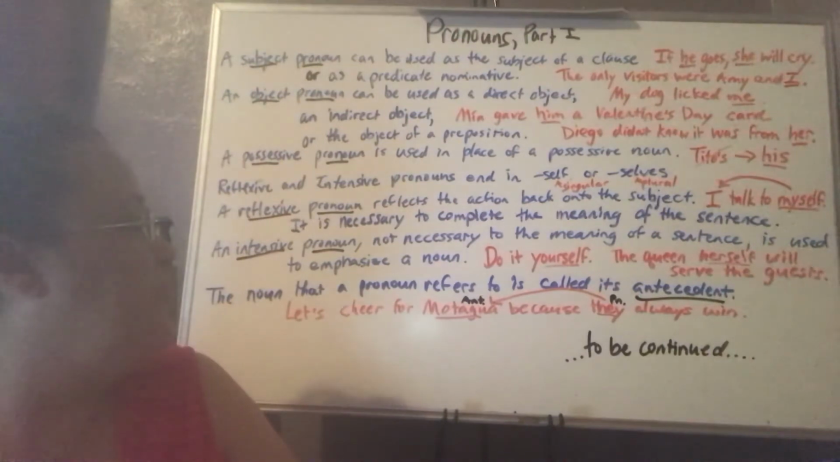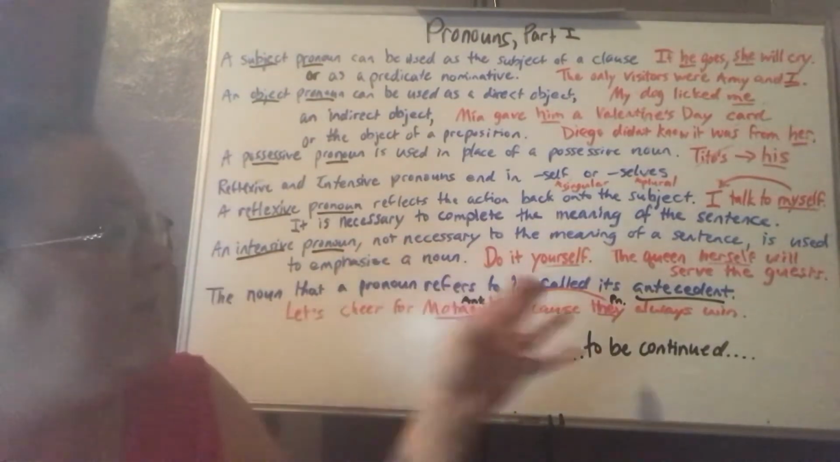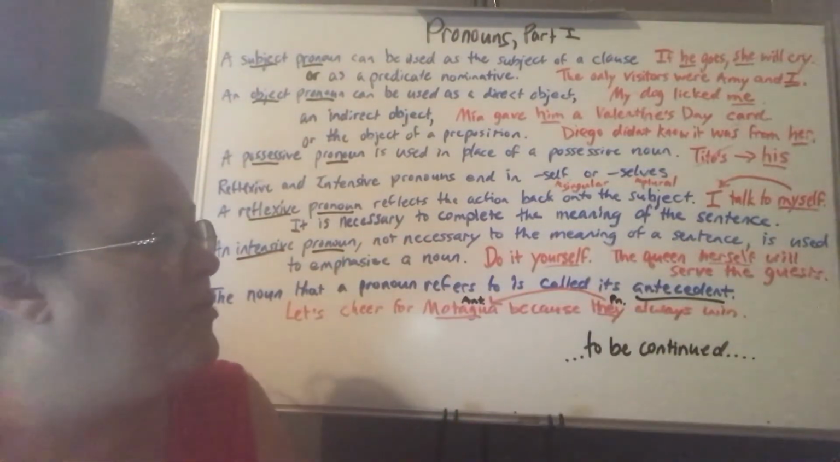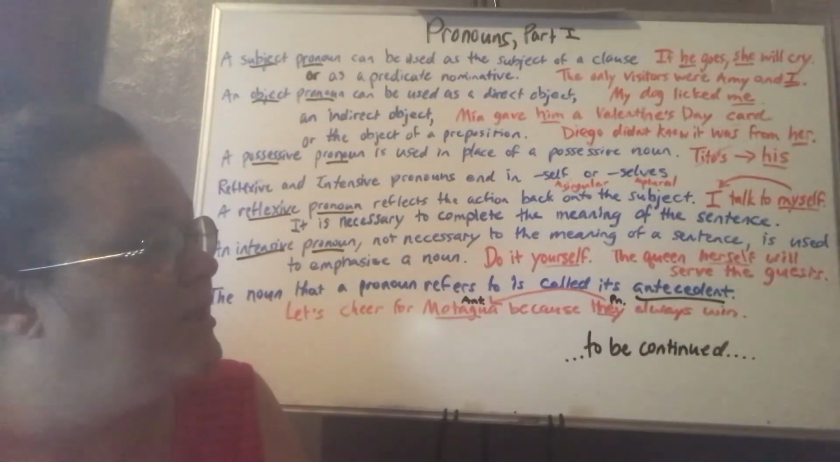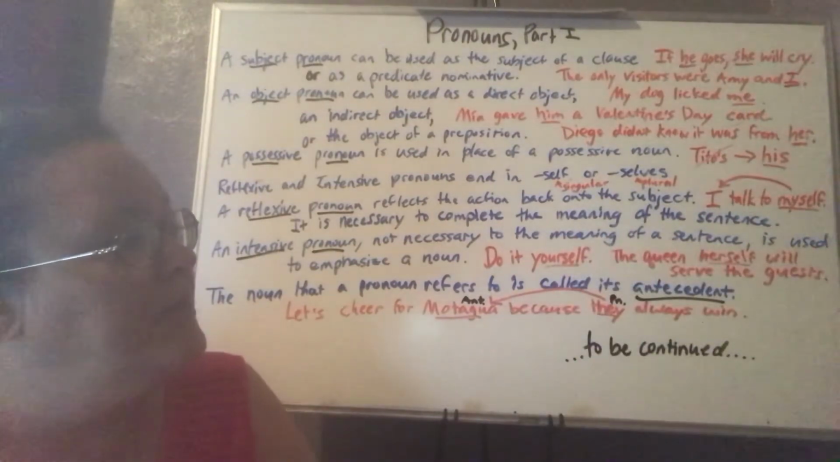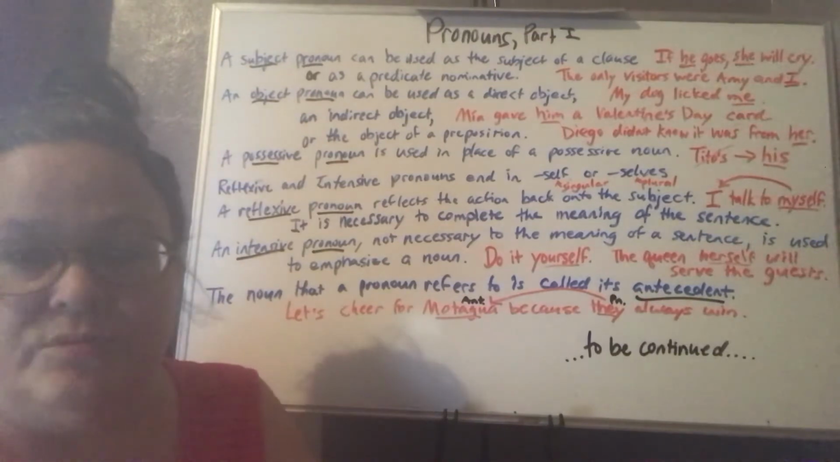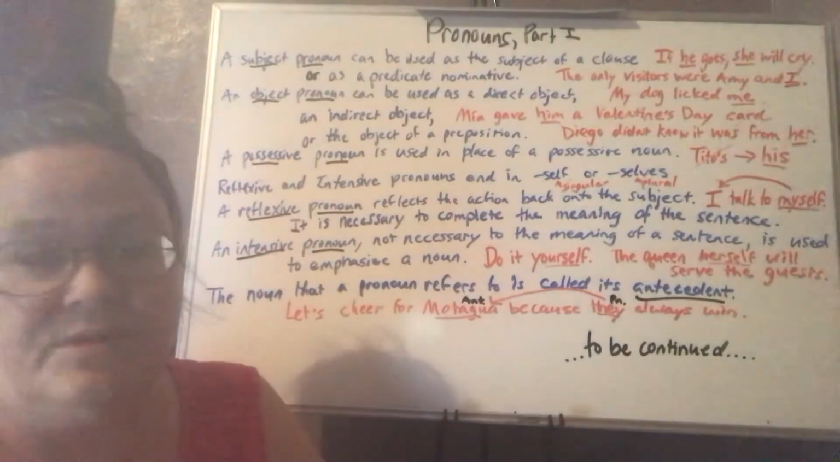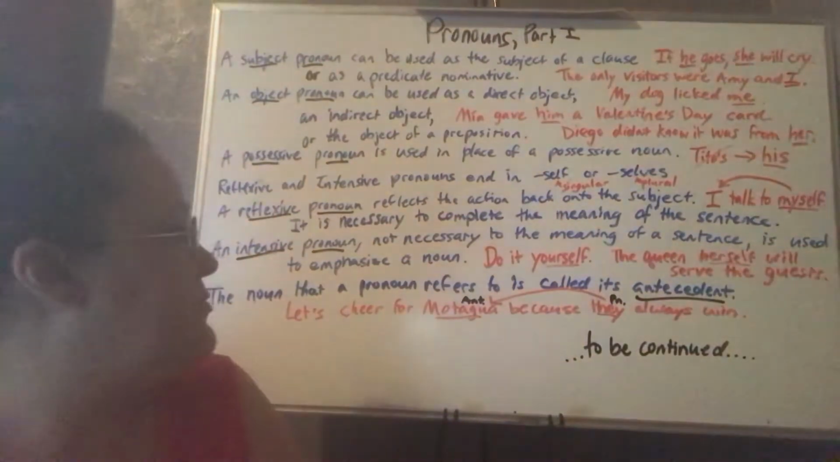A reflexive pronoun reflects the action back onto the subject, and it's necessary to complete the meaning of the sentence. So in this example over here on the right, I talk to myself. So myself reflects back on the subject I, and if I take the word myself out, I talk to, that sentence doesn't work. We need the word myself to complete the meaning of the sentence.